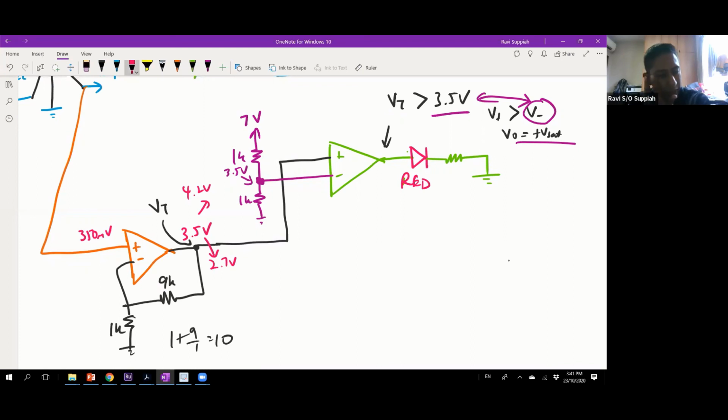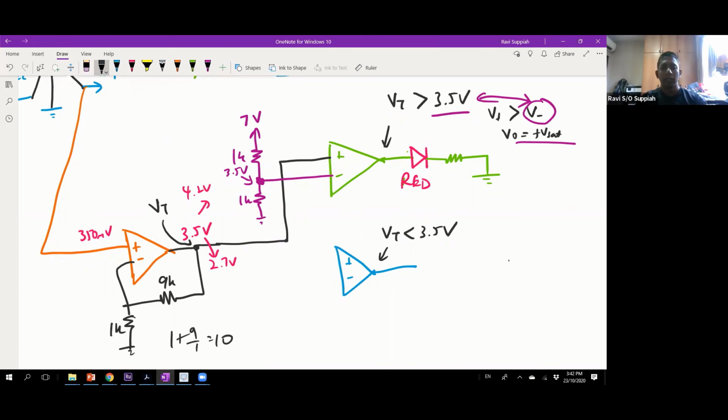So this red LED here will light up whenever my V plus is bigger than V minus, and V minus is your reference, which is 3.5 volt. Okay, so that is the first part of the circuit. The second part of the circuit is exactly the same. Only thing is, now you have a plus and minus. And in this case, what you want to check here is when VT is lesser than 3.5 volt, which means you need to connect it the other way round.